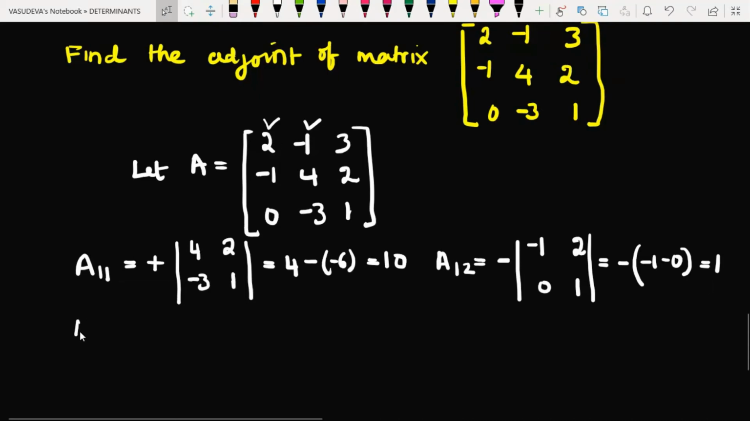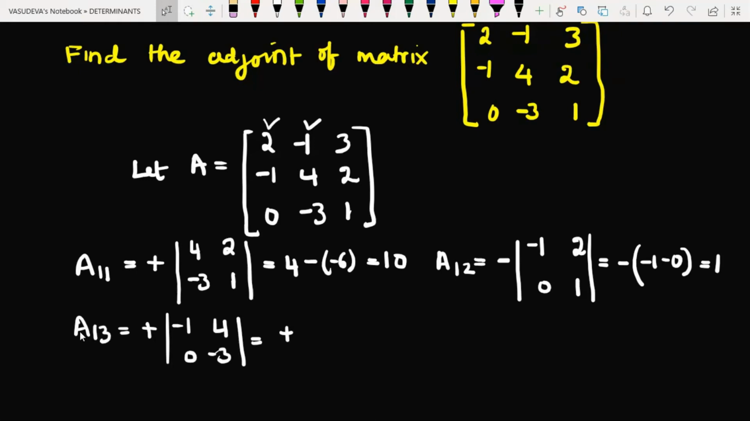A13 is 1 plus 3, an even number, therefore it is plus the determinant of, leaving the elements of the first row and the third column, the remaining elements -1 4, 0 -3. So this is plus of (-1 into -3 is 3) minus 0, therefore it is 3.